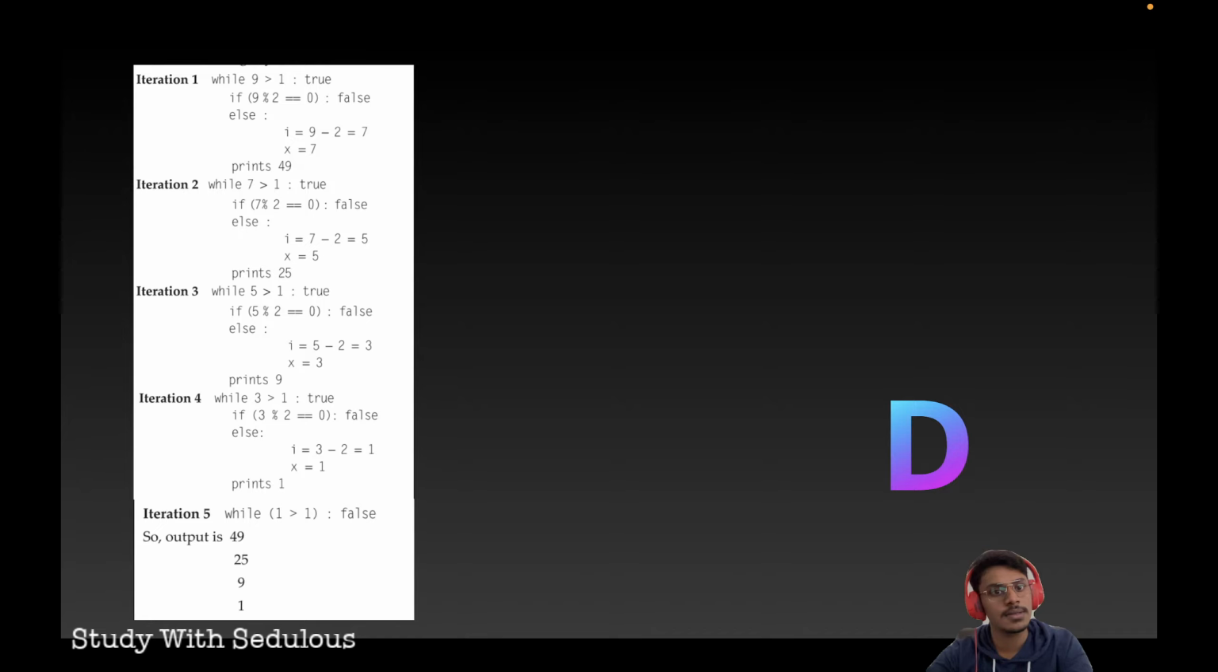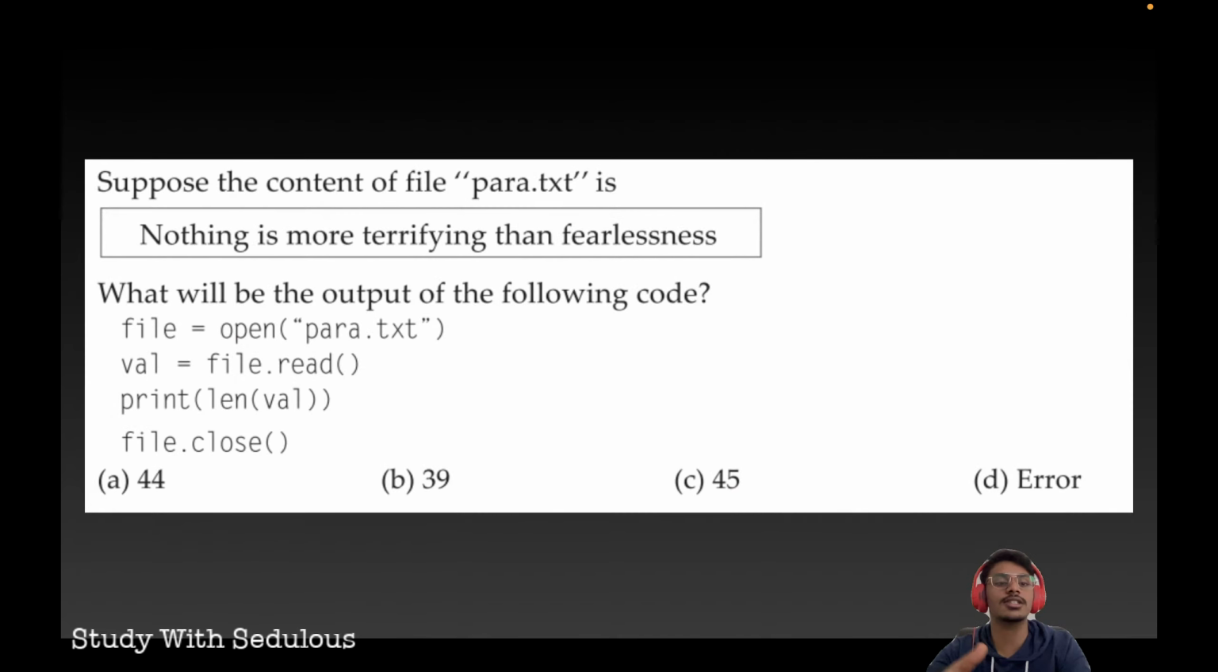Suppose the content of the file parrot.txt is: nothing is more terrifying than fearlessness. What will be the output of the following code? File is opened. It will just open it up. Then val is file.read, which will read the complete thing in the file. That is nothing is more terrifying than fearlessness. Then print the len of val. Val is the text that we have read. Then the length of it. Len is length. How many characters are there?